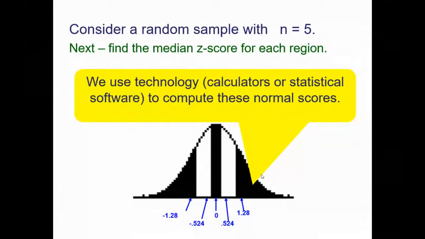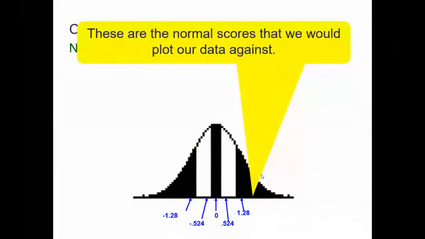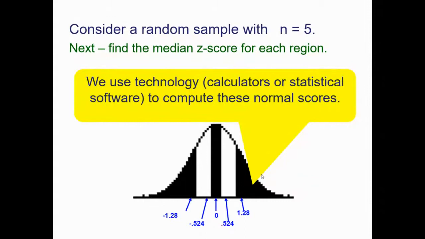So in our n equals 5 example, this first median goes with the 10th percentile. This one's our 30th percentile. 50th. 70th. And 90th percentile.